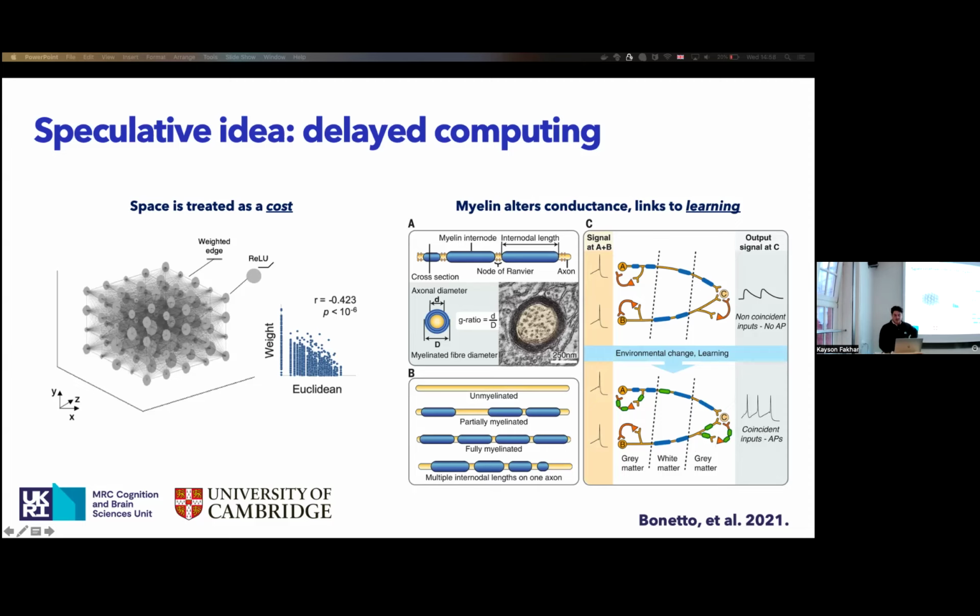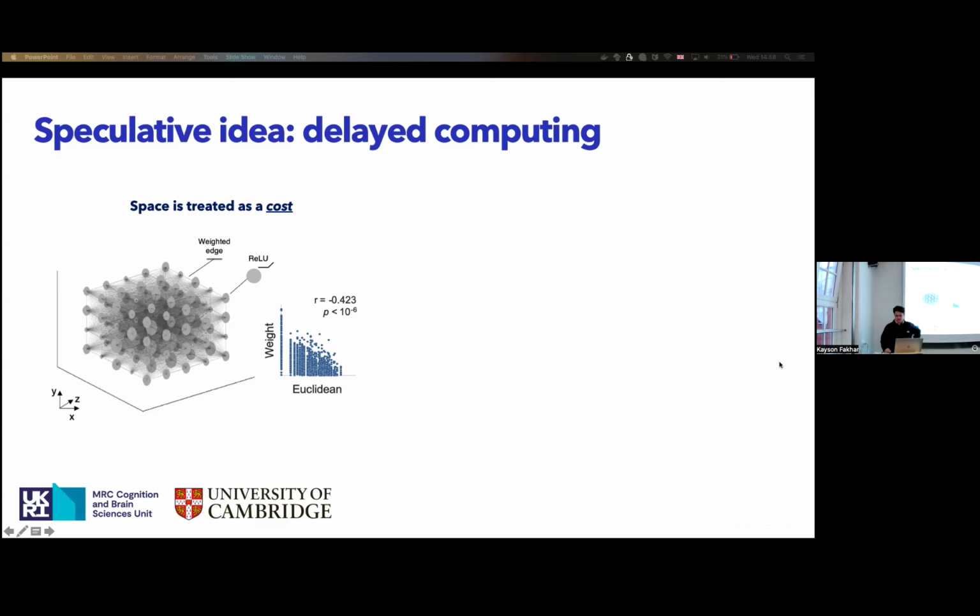However, there's no easy way. They don't know how it would be, quote unquote, optimized. There's no obvious way, how would one optimize this biologically, right? But it's an interesting hypothesis.